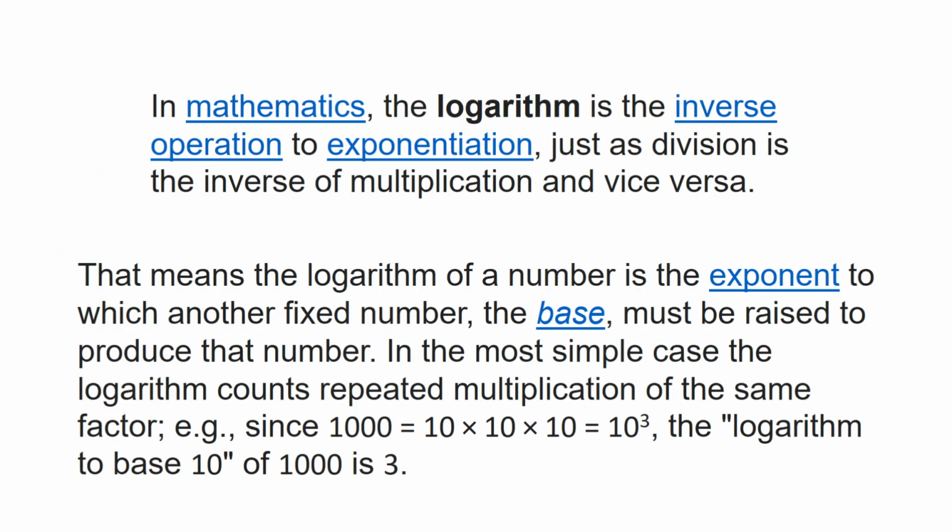In mathematics, the logarithm is the inverse operation to exponentiation, just as division is the inverse of multiplication and vice versa. That means the logarithm of a number is the exponent to which another fixed number, the base, must be raised to produce that number. In the most simple case, the logarithm counts repeated multiplication of the same factor. Example, 1,000 equals 10 times 10 times 10 equals 10 to the 3rd. So the logarithm to base 10 of 1,000 is 3.